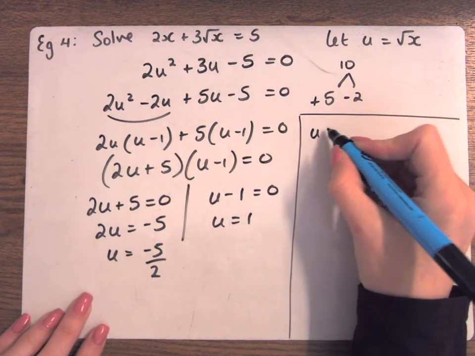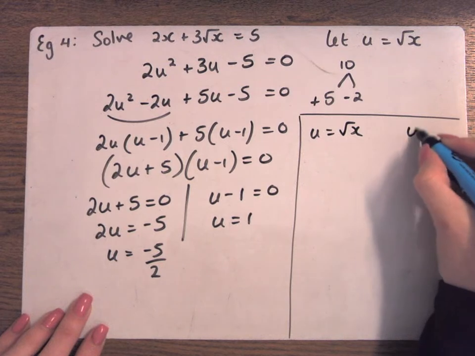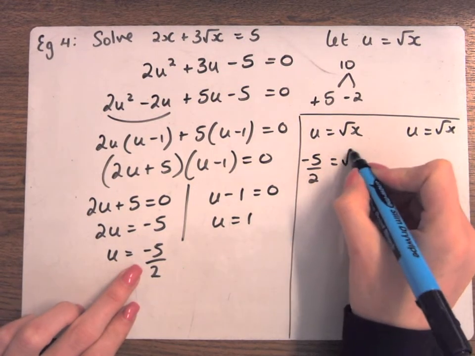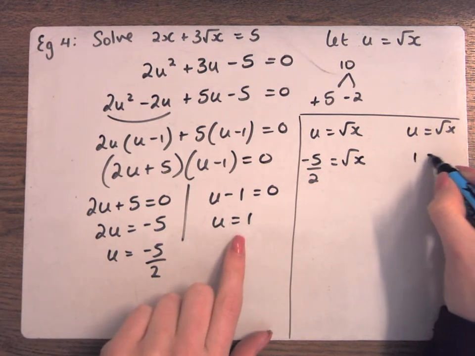So u is root x. And u is minus 5 over 2 is root x. And 1 is root x.